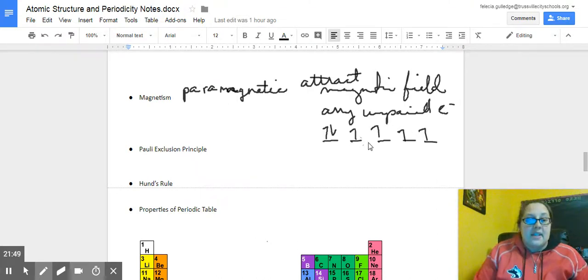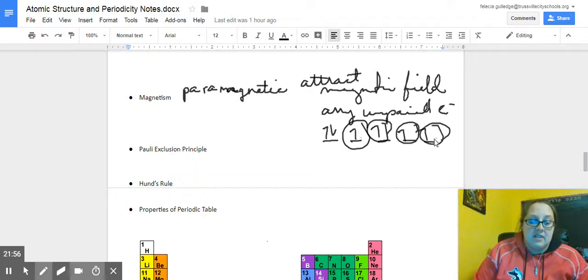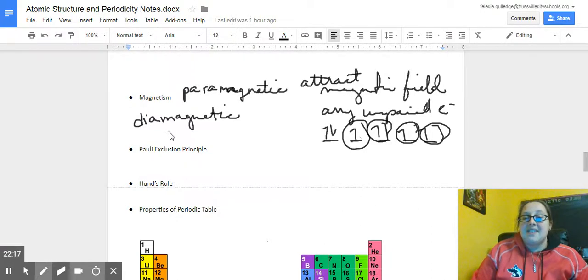Well, how is that the case? Well, it's because I have unpaired electrons here. You see how this, I have a lot of unpaired electrons here. So anytime I have unpaired electrons, I can attract a magnetic field. The opposite of that is known as diamagnetic. I think diamagnet, it does not attract a magnetic field if that's the case. So diamagnetic means it does not attract a magnetic field.